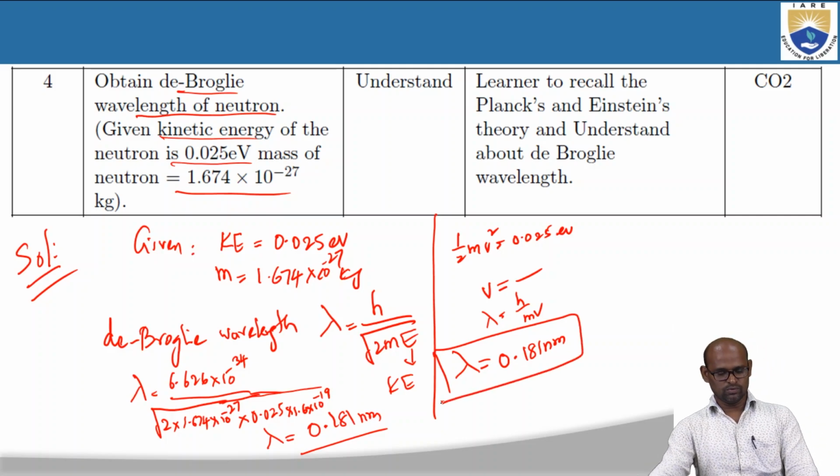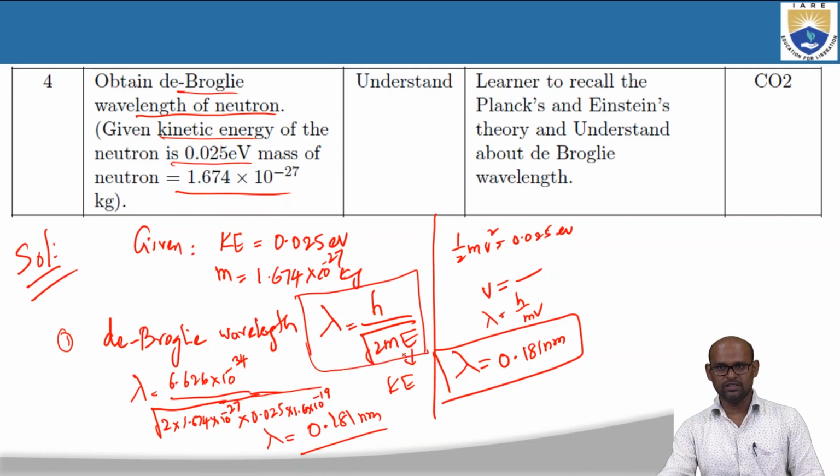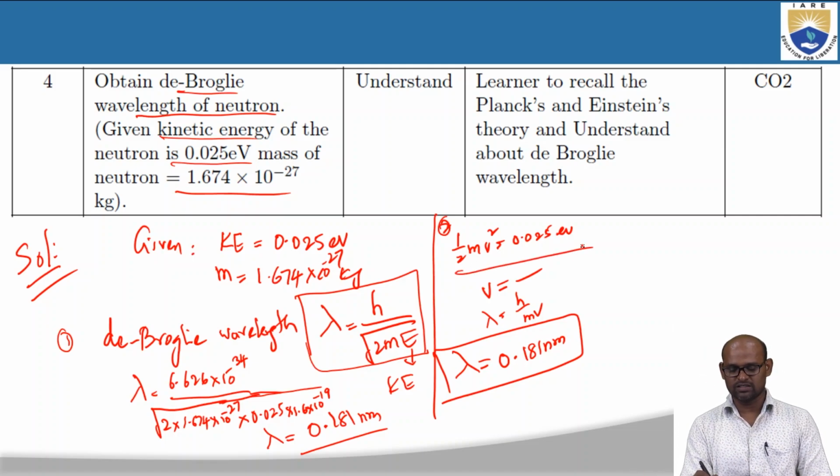So this is what you find by substituting. There are two ways of calculating the de Broglie wavelength. The first is to directly use the formula lambda equals h by the square root of 2mE, where E is the kinetic energy. The second way is to first use the kinetic energy formula. You know the mass of the neutron, 1.674 into 10 power minus 27, so substitute m. We want V, so 2 will come to this side.